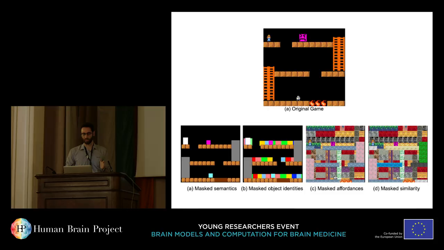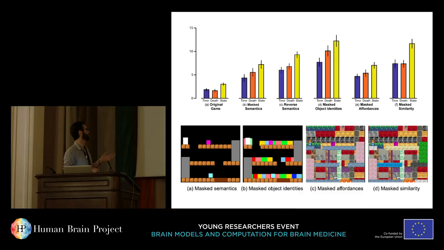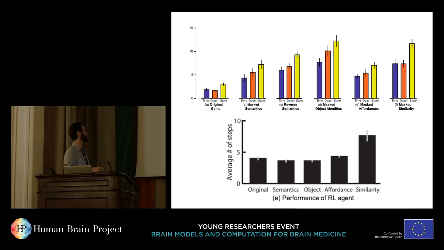As you can see here, when you change and remove these priors, it becomes much more difficult for a human to complete them. So the deaths are actually divided by 2, and the states are actually divided by 1,000, just for simplicity of the graph. But then when you compare this to a reinforcement learning agent, there's almost no difference when you take away the semantics or affordances, because it doesn't have these priors that a human has. It doesn't make any difference.